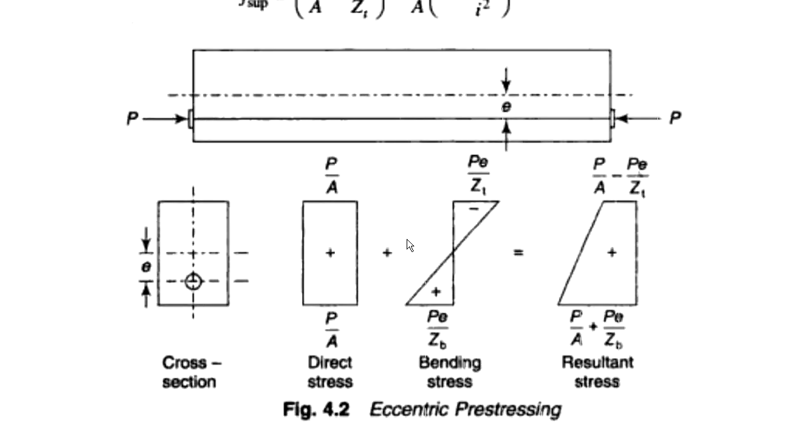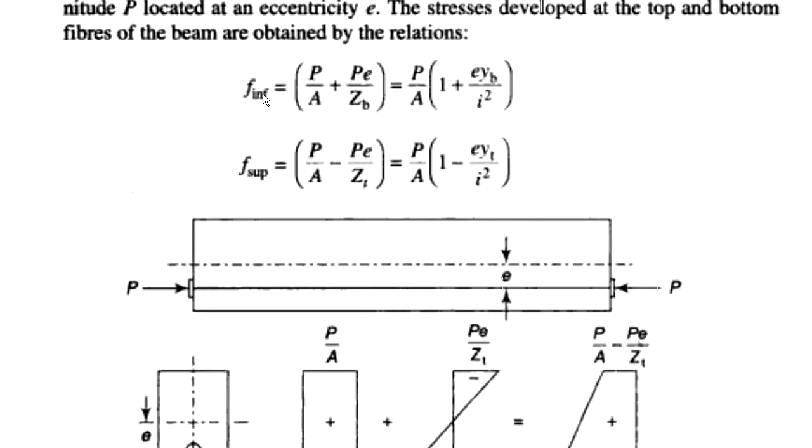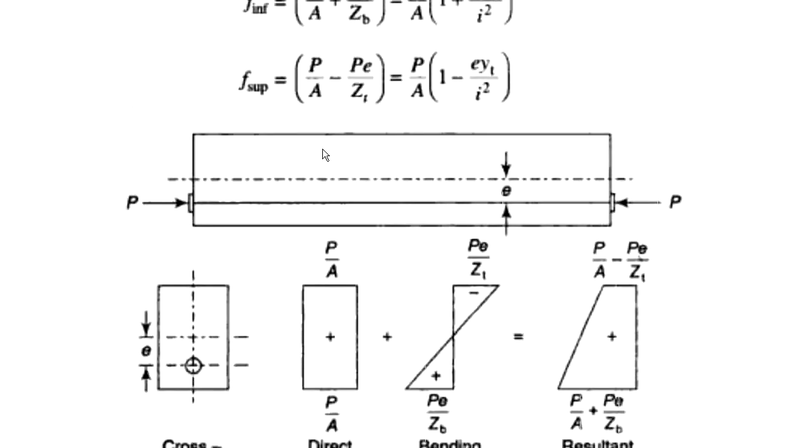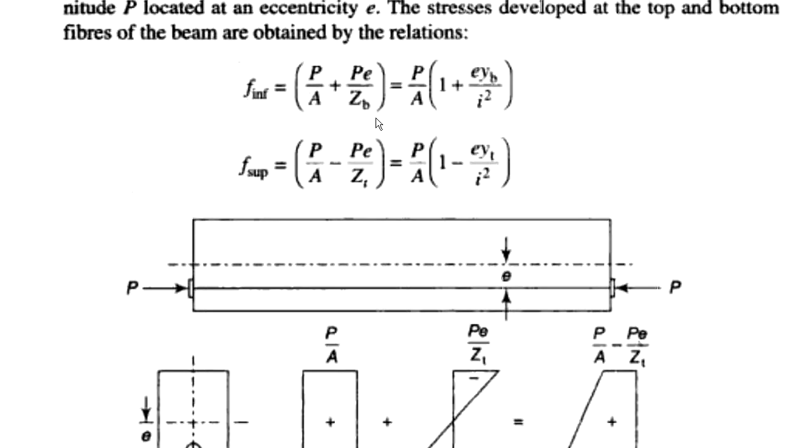Combining, at the top fibers, that is F superior, P divided by A minus P into E divided by ZT. If we elaborate it and take P divided by A as common, it gives P divided by A into 1 minus E into YT divided by R square. Don't worry about this, we are going to use this formula itself. So it is about the pre-stressing force at the topmost fiber. Similarly, the pre-stressing force at the bottommost fiber is P divided by A plus P E divided by ZB. So this is the formula which we are going to get.